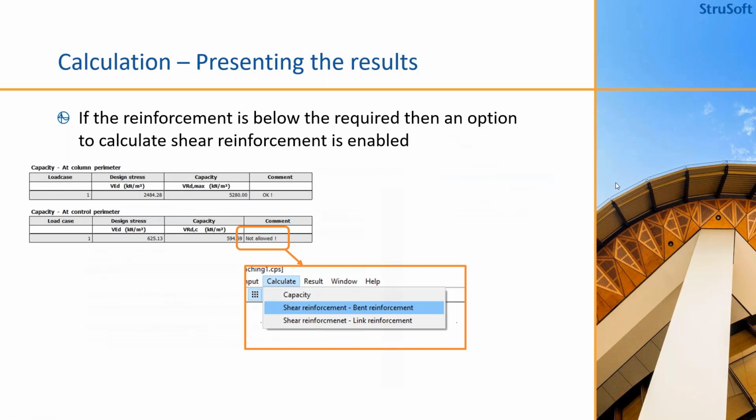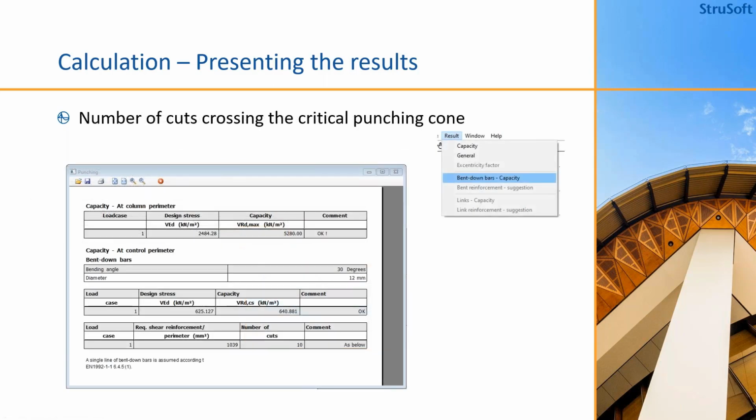And if I use the bent down bars, an extra presentation will be shown here where it's possible to see the capacity and also the number of cuts crossing the critical punching cone. So here we need 10 cuts of reinforcement, so 5 bars. And here we can see the extra reinforcement required in the parameter.